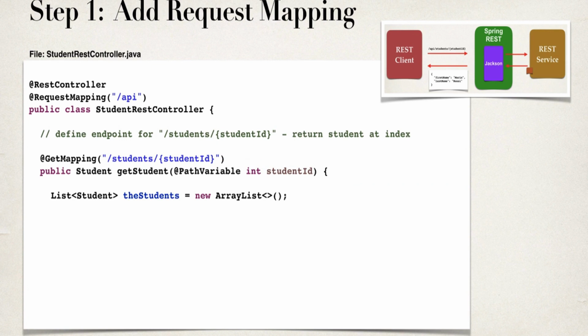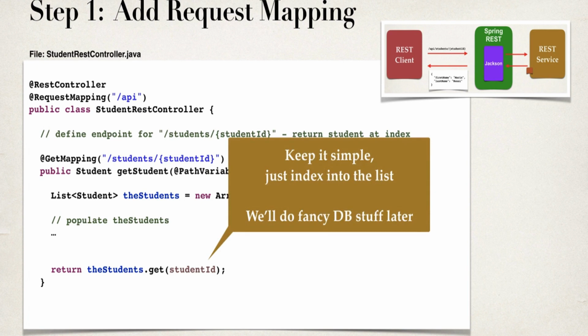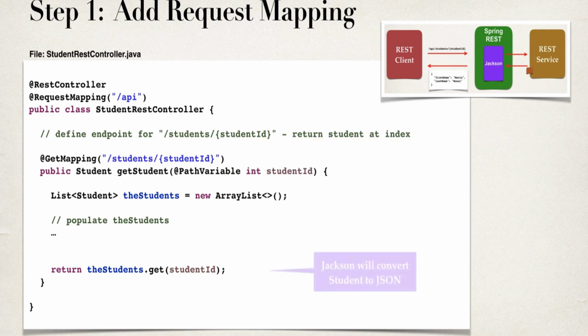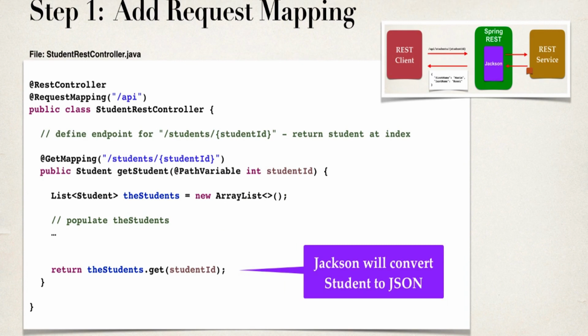Alrighty, so that's the piece there. Now we simply create our array list of students, and then we go through the process of populating the students, like we did in the previous videos. And now we can simply return that desired student. So instead of using a real student ID, we'll just use that as an index. We'll index into the list and then return that given student. But don't worry, we'll do all the fancy database stuff later when we set up our full CRUD application using Hibernate. But this is enough to get us started. And remember, when this student object is returned, Jackson will convert that student to JSON, and then it'll go back to the calling program.